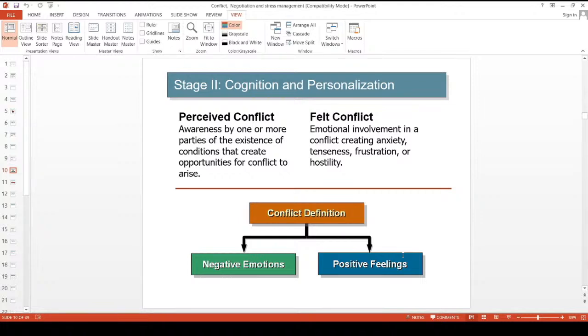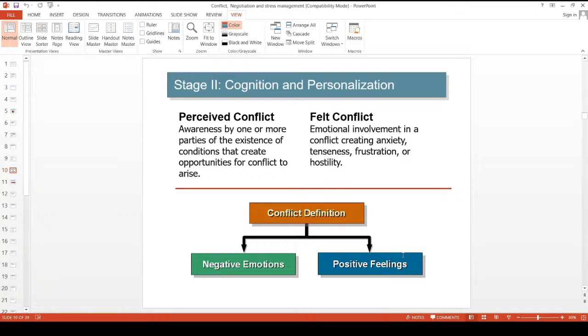Now this stage is where the conflict issues tend to be defined, and this definition delineates the possible settlement. At this stage of perceived conflict, we should define what sort of issue is arising and how we can settle these issues. Then the second type, that is the felt conflict. That is the emotional involvement in a conflict, creating anxiety, tenseness, frustration or hostility. So that is the real conflict, which is personalized when it is felt, and when the individuals become emotionally involved in this particular sort of conflict. So at this stage, they will have to define the different settlements about this particular conflict.